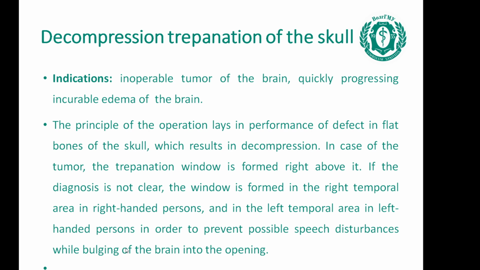The indications for decompression trepanation are an inoperable, irresectable tumor of the brain that led to extremely increased intracranial pressure. Usually this tumor is quickly progressing, or it may be incurable edema of the brain. The principle of the operation lies in the creation of a defect in the flat bone of the skull, which results in decompression. In case of a tumor, the trepanation window is formed right above it. If the diagnosis is not clear, the window is formed in the right temporal area in right-handed persons and in the left temporal area in left-handed persons, in order to prevent possible speech disturbance while herniation of the brain into the opening.